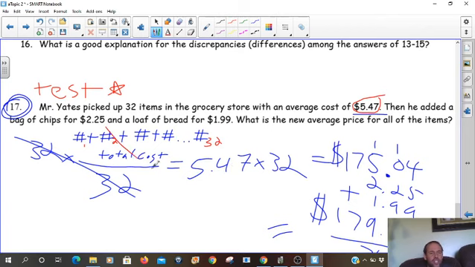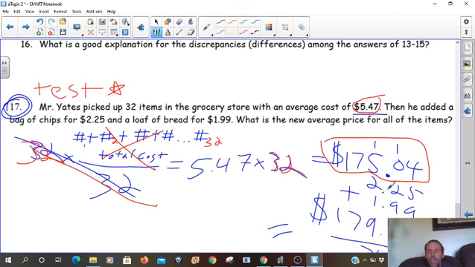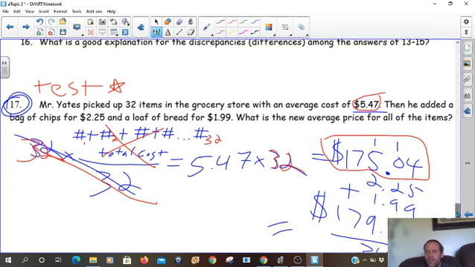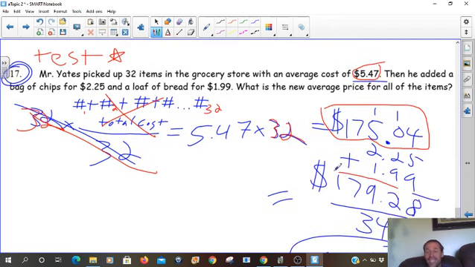So if you think about this as a giant X that you're solving for, then X divided by 32 equals 5.47. Then you would times 32 over to the other side. And that's going to give you the total cost of all the grocery items. So the total cost, 5.47 the average, times 32 total items, is going to be 175.04. Then you add on the 2 more grocery items to get a new total. So add 2.25 plus 1.99. That's going to give you 179.28.